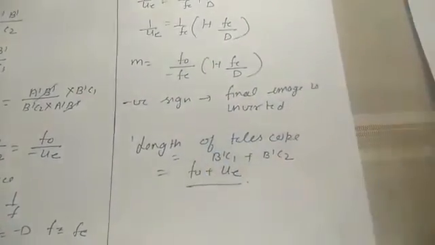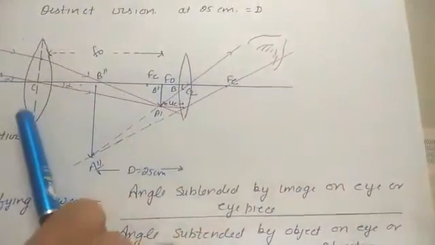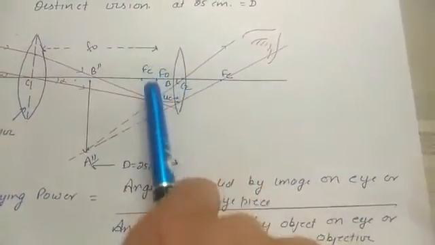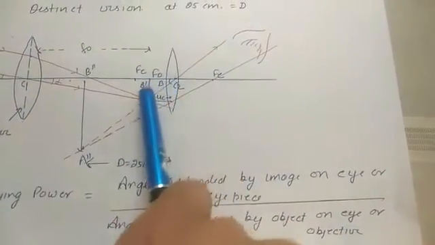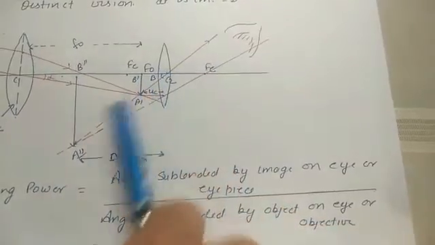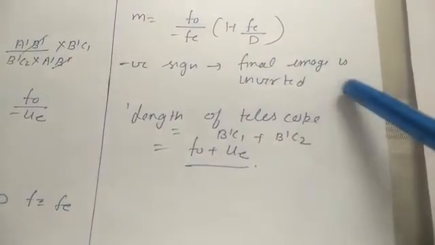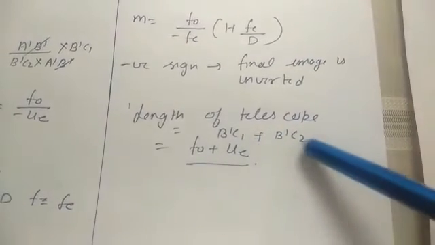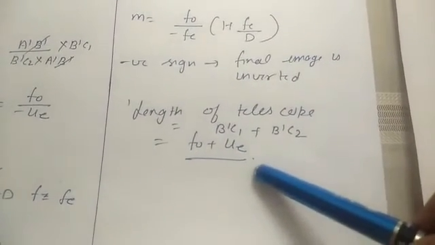And what is the length of the telescope here? That is equal to the distance between the objective and eyepiece, and this is equal to B dash C1 plus B dash C2. So what is B dash C1? This is FO. What is B dash C2? This is UE. And hence the length of the telescope will be B dash C1 plus B dash C2 equal to FO plus UE.